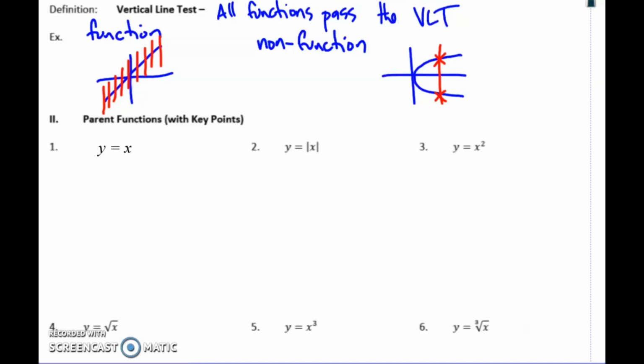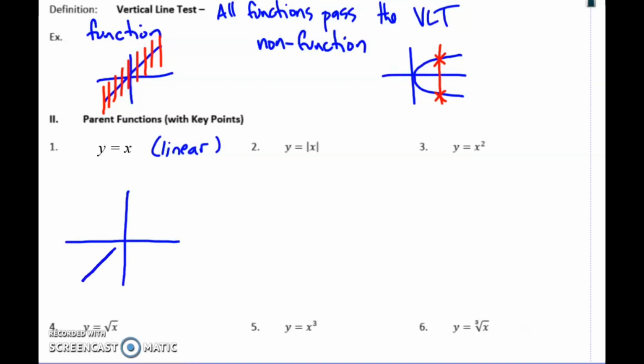So we have what are called parent functions here, and we're going to talk about these with some key points. These are functions that you need to be able to graph without the use of a calculator and without coming up with an XY chart. You have to know the relationship. The first one is a linear, y equals x. And that's a simple graph.